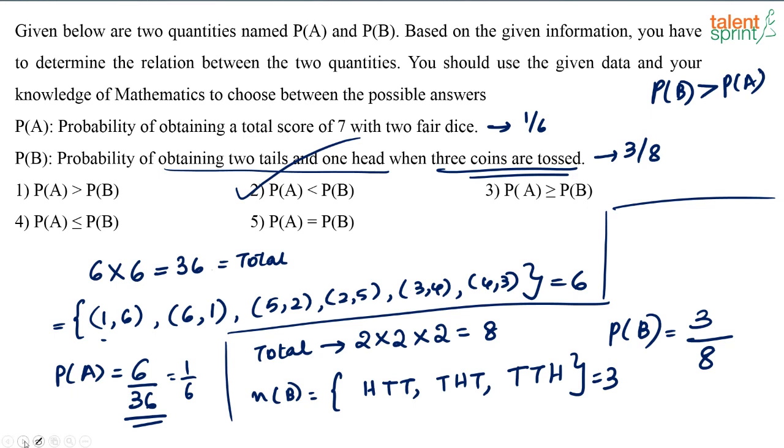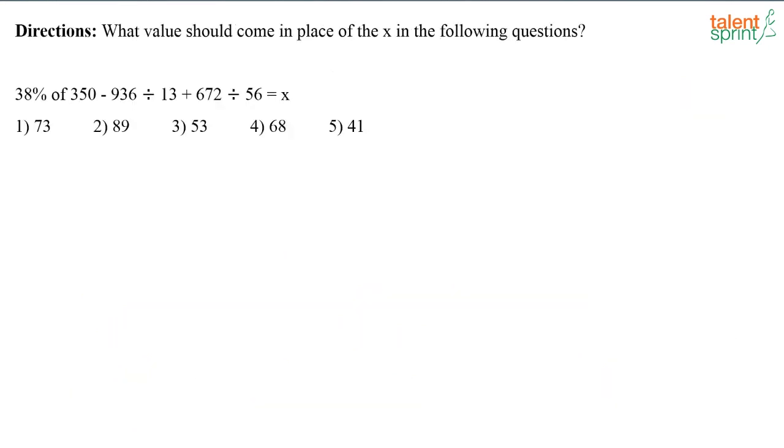Good. Next question. The next question is on simplification. If you look at last week's paper, there were around 5 to 6 questions on simplifications, and similarly 5 to 6 questions on approximations as well. And these questions were fairly easy also. See, if you look at this question here, 38% of 350, even if you feel the numbers are a little big or there are percentages involved, it's actually very easy when you start simplifying it.